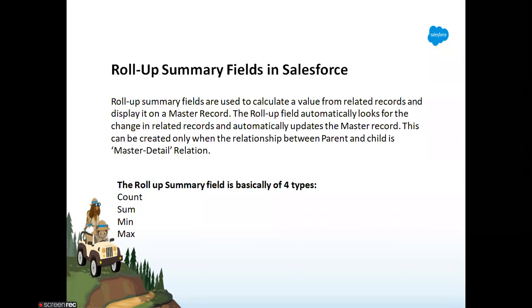Now, in the parent, we want to check the total fees deposited by the student. So we can use sum, which is used to calculate the installments and display it in the parent record. Now, if a new installment is deposited by the student, then the sum is automatically calculated and further displayed in the student record.